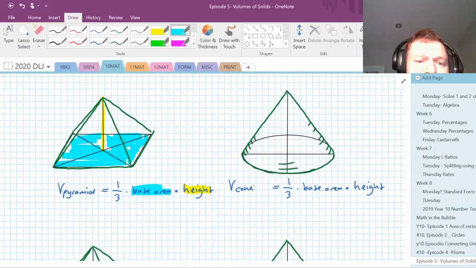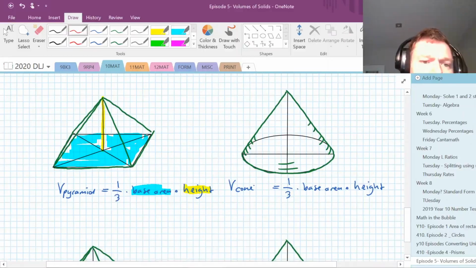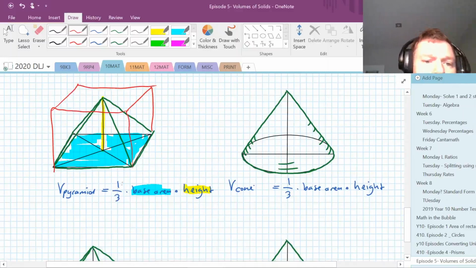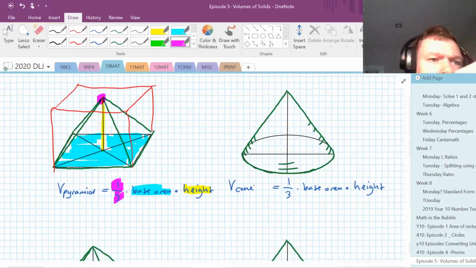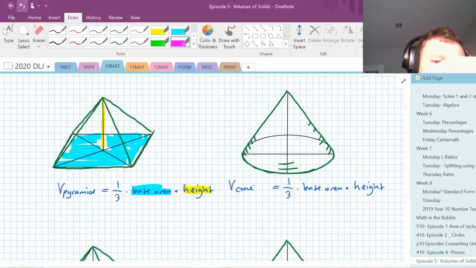If you just did the base area times height, you'd basically have a cube. So the 1/3 part is because it all gets squished into that point at the top. But I might just undo all of that because it's getting a bit busy.